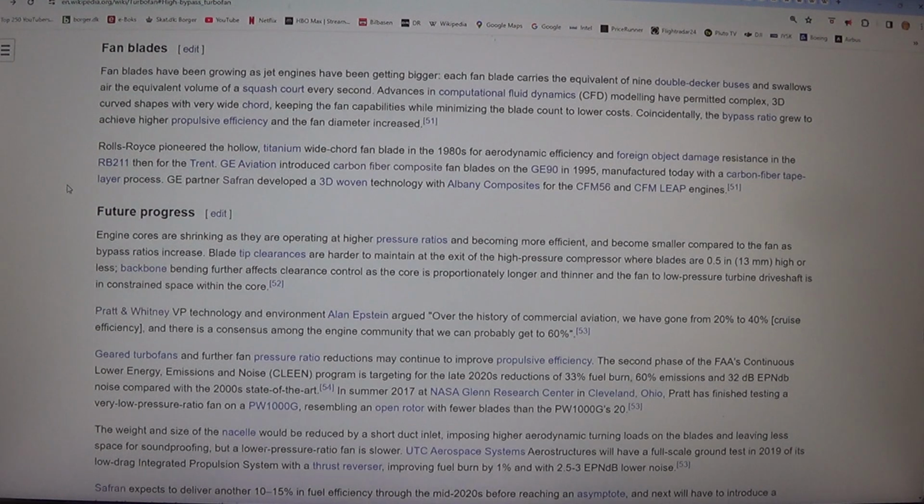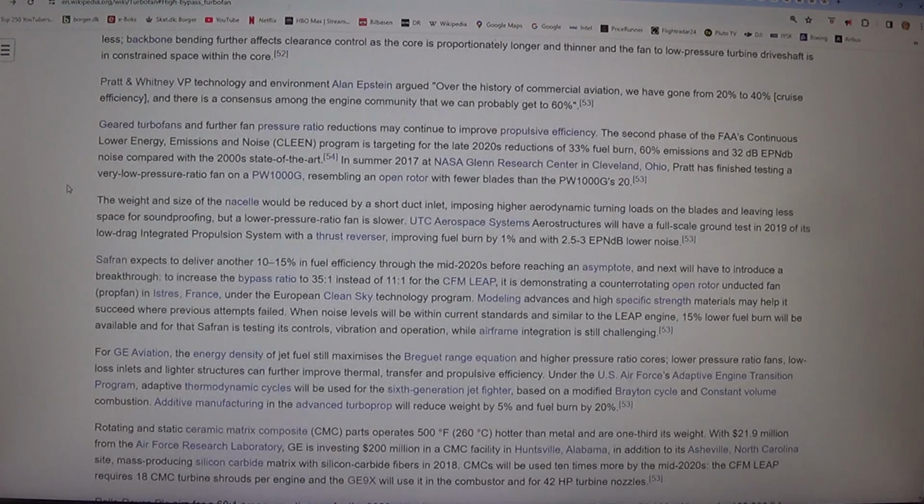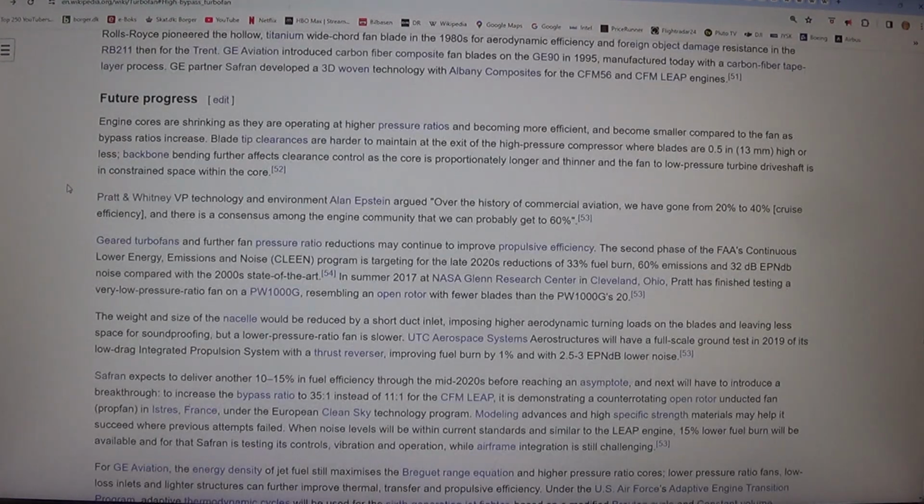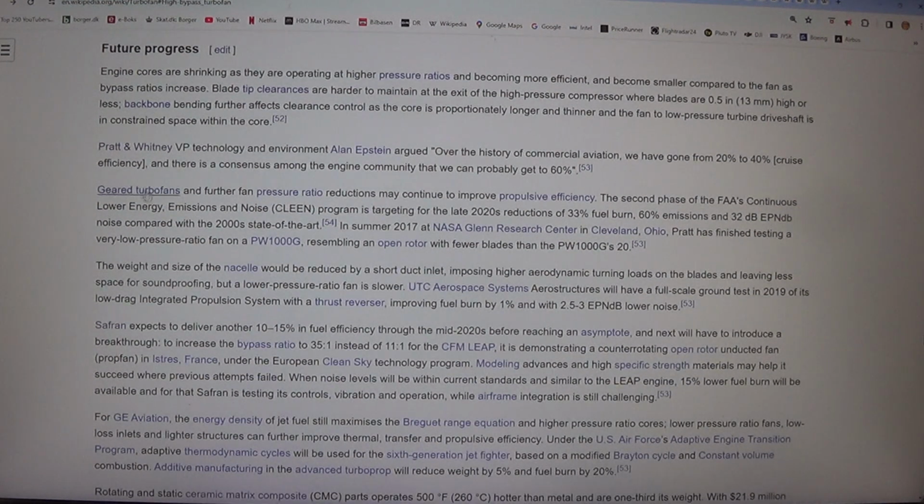Future progress. Engine cores are shrinking as they are operating at higher pressure ratios and becoming more efficient, and become smaller compared to the fan as bypass ratios increase. Blade tip clearances are harder to maintain at the exit of the high-pressure compressor where blades are 0.5 in, 13 mm, high or less.